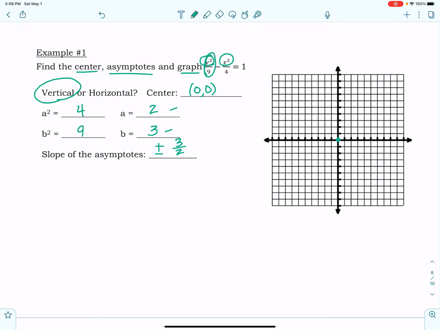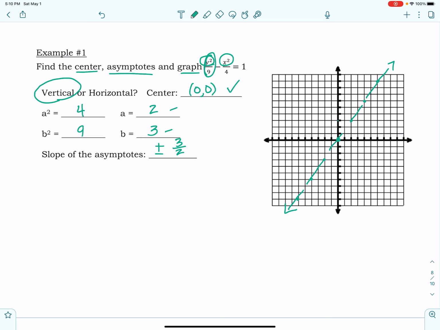Well, the first thing I'm going to do once I get my center on my graph is draw my asymptotes. So I've got positive 3 over 2. From the center, I'm going to go up 3 over 2, up 3 over 2, up 3 over 2, and then in the opposite direction, down 3 over 2, down 3 over 2, down 3 over 2. So there's one of my asymptotes right there.